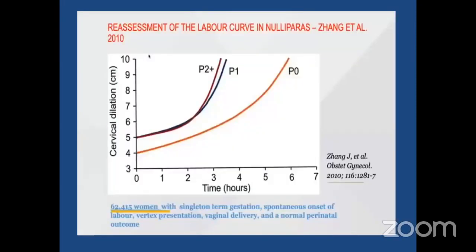Now there was another study by Zhang et al. And when he studied this, you can see that the slope of this dilatation is much, much more gentle. If you look at P0, it is much, much more gentle, right? Although he also started at 4 centimeters from the latent phase, you see that it is not 1 centimeter per hour, it's very much lesser than that. And that is the normal rule.